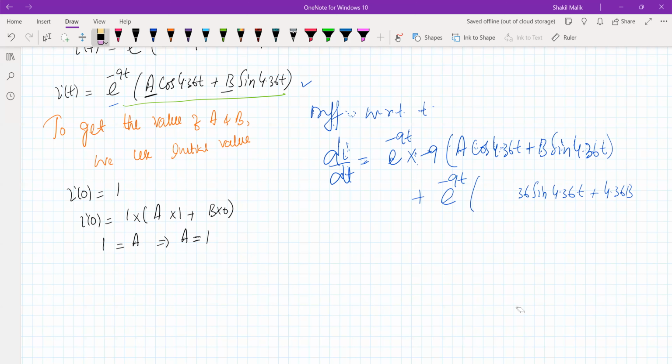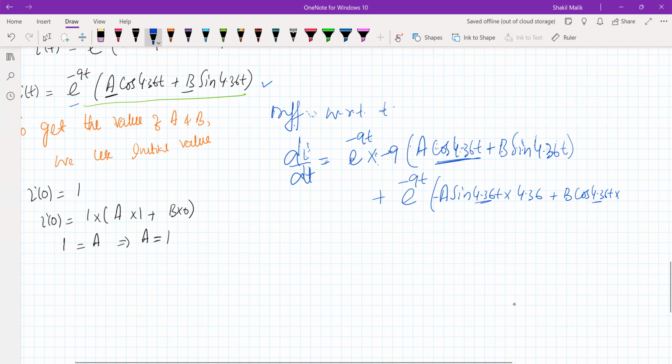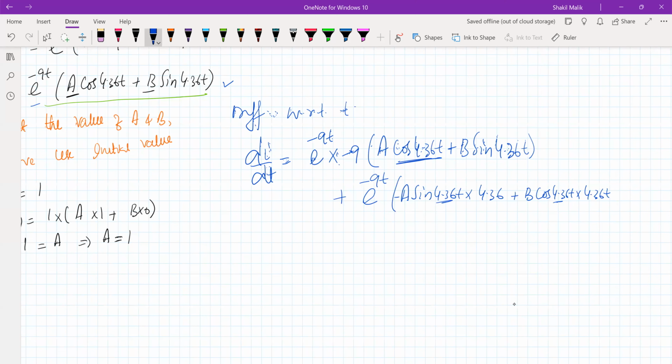Okay, let me rewrite this term, to avoid the confusion. So you have to differentiate now the second term, that is a cos 4.36t plus b sine 4.36t. The differentiation of cos is minus sine, so it is minus sine 4.36t multiplied by this, which will come out. In the product, 4.36, plus b, the differentiation of sine is cos 4.36t, and this will come out. So this is di by dt.